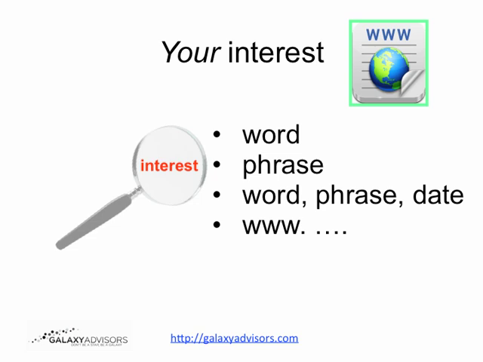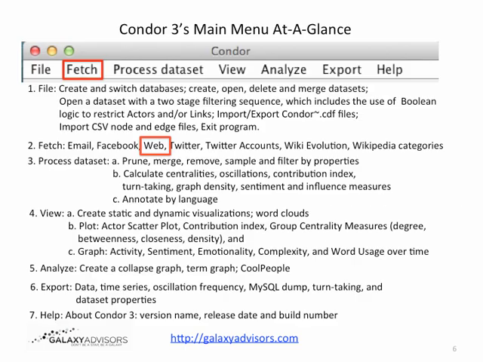So I imagine you have an area of interest. You can search for that area of interest by a word, by a phrase, by a word, phrase, and date altogether, or a particular website. A lot of possibilities to searching the web of those 1 billion sites and counting.